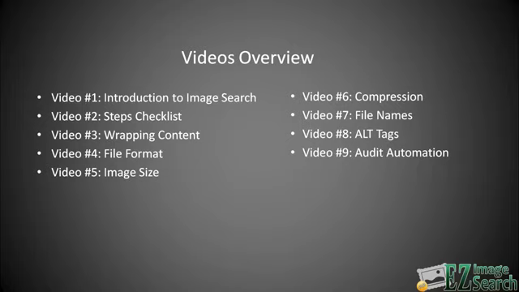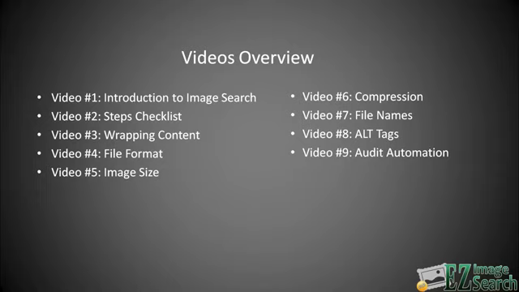And then, of course, videos 3, 4, 5, 6, 7, and 8 is the checklist, but on a more detailed level. So, for example, video number 3, we're going to talk about the content that is surrounding the image, why it's important, and what needs to be around the image. Video number 4, we're going to talk about the file format. The reality is that different file formats will appeal to Google and will run faster on your website. And if you choose the wrong file format, that might actually hurt you in the long run.